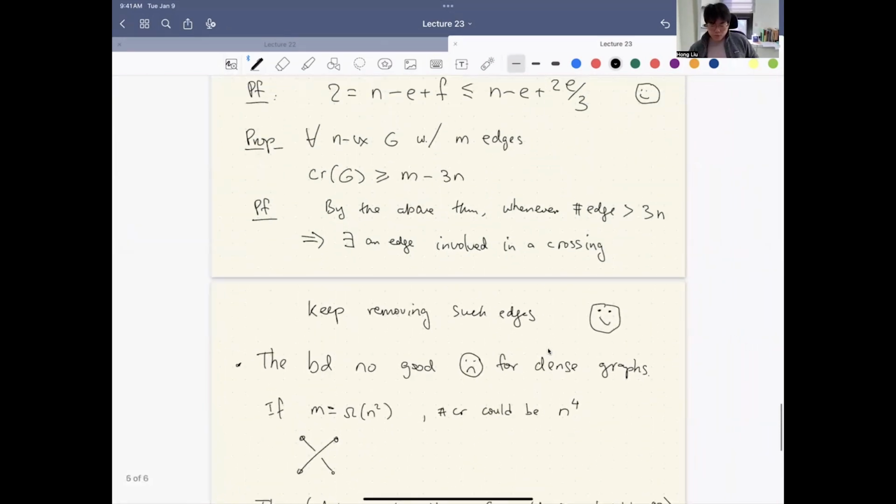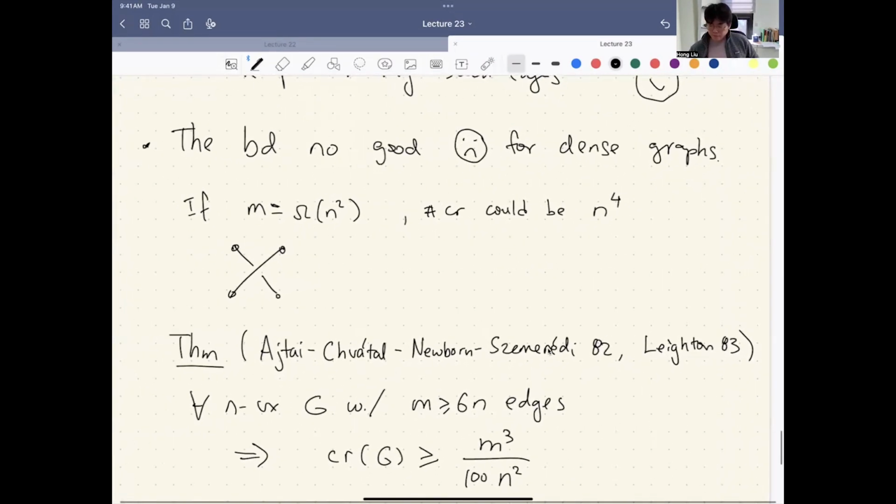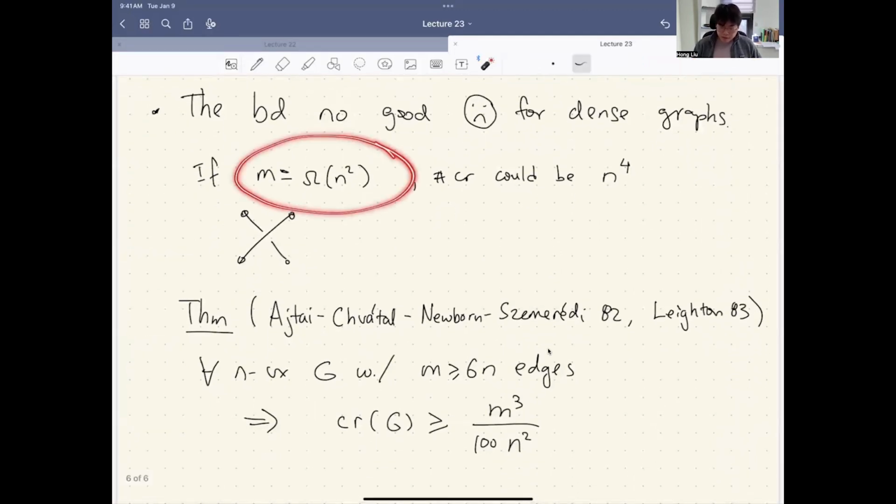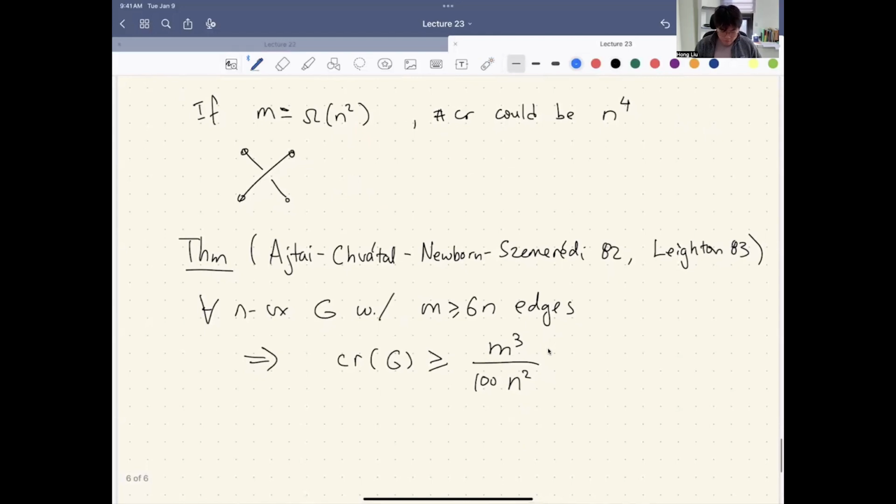Now let's compare this bound with the bound up there. If the graph is dense, now for a dense graph, this bound is what? It's n to the 4, right? That's nice. How do we do that? Any questions so far? Okay, no question. Good. How do we do that?